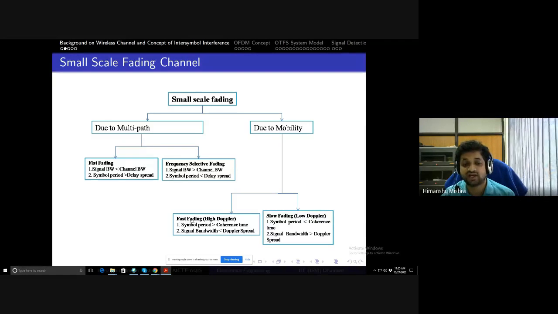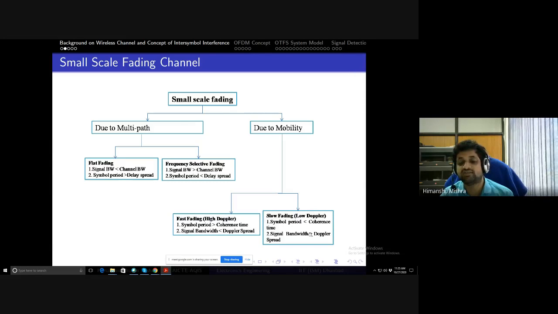One is fast fading, another one is slow fading. Fast fading means your Doppler is very high. That means signal bandwidth is very small compared to the Doppler spread. Slow fading means signal bandwidth is greater than the Doppler spread. In the time domain, you will see the same thing: the inverse of signal bandwidth will be the symbol time period, and the inverse of Doppler spread will be the coherence time.